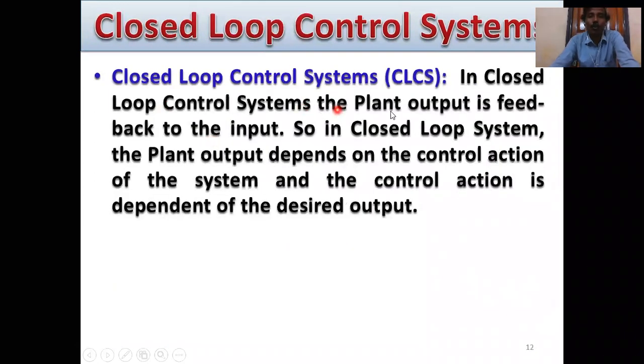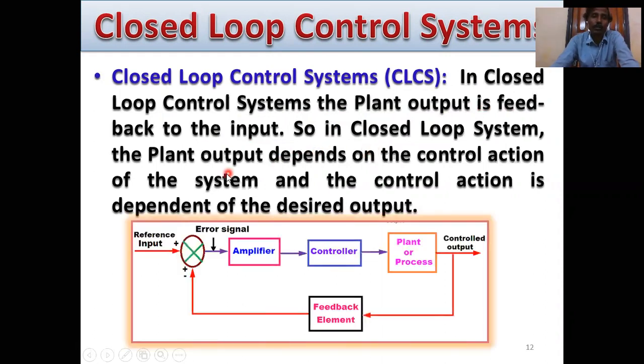And next, closed loop control systems. In closed loop control systems, the plant output is fed back to the input. So in closed loop control systems, the plant output depends on the control action of the system, and the control action is dependent on the desired output.